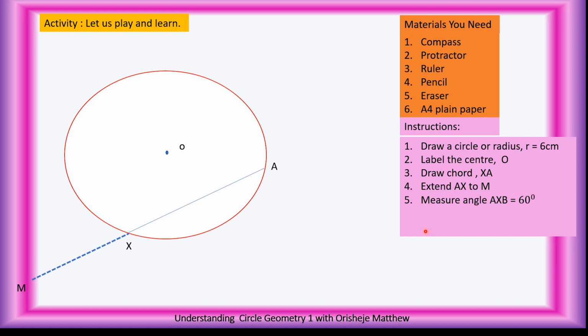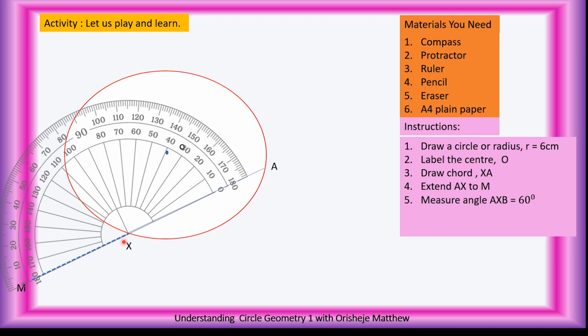Now I want you to measure an angle at this point here equal to 60 degrees. So you measure an angle. So you mark this point here B. Draw a line connecting X to B. Remove your protractor. Okay. Now you connect the center O to B and also connect the center O to A.